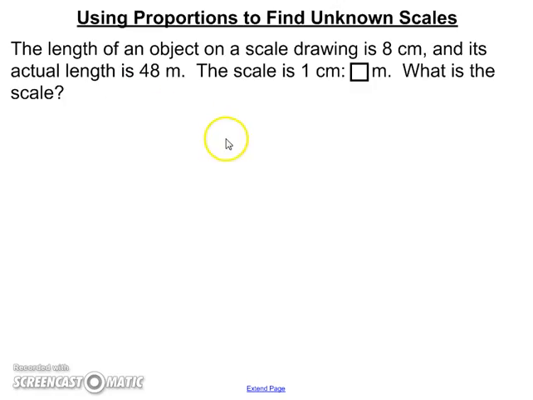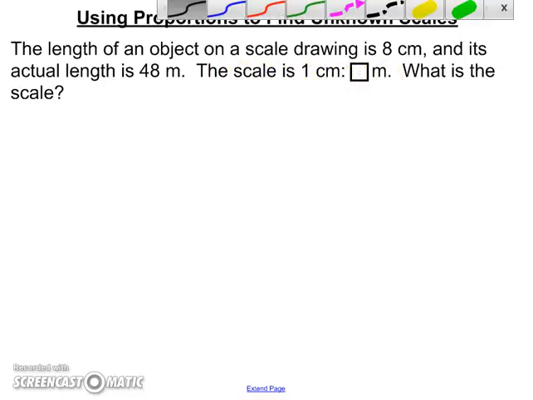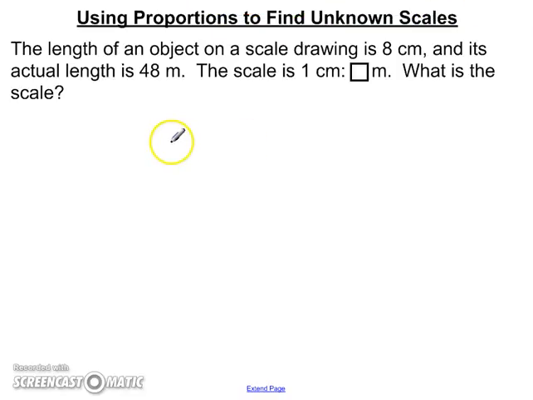Okay. So first we're going to use proportions to find an unknown scale. The length of an object on a scale drawing is 8 centimeters, and its actual length is 48 meters. The scale then is 1 centimeter to what? We can do this numerous ways. So 8 centimeters on the drawing is 48 meters, and that is equal to 1 centimeter to some number of meters.